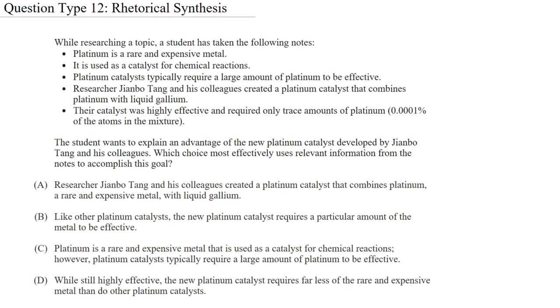I'm going to go into this one a little bit more. So this one says, a student wants to explain an advantage of the new platinum catalyst developed by Jianbao Tang and his colleagues. Which choice most effectively uses relevant information from the notes to accomplish this goal? Now, we want to explain an advantage, and without even reading this, let's just pretend this doesn't exist. Is this an advantage? No, it's not.